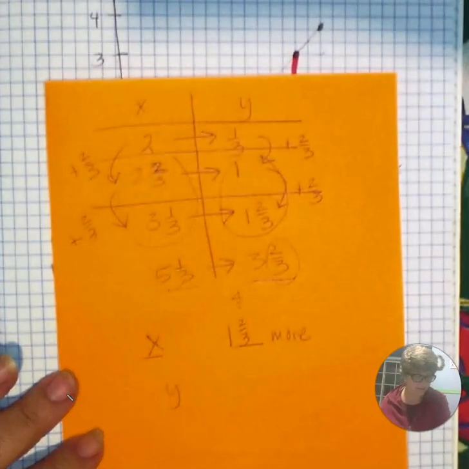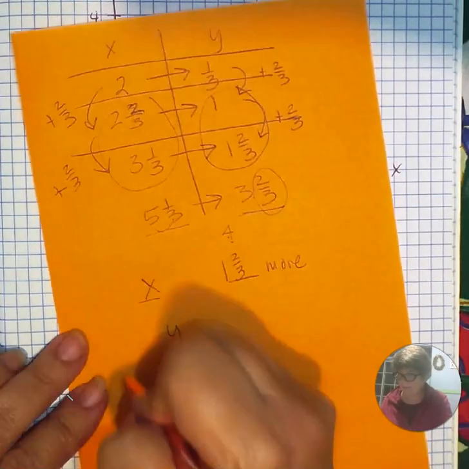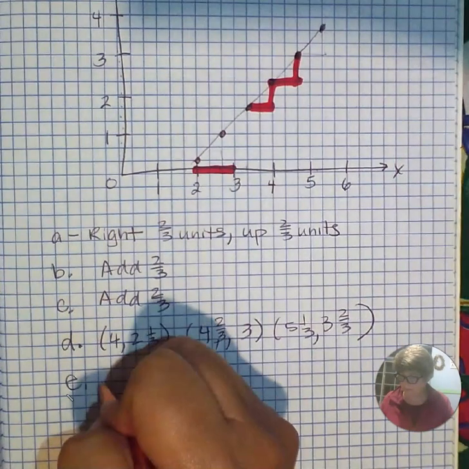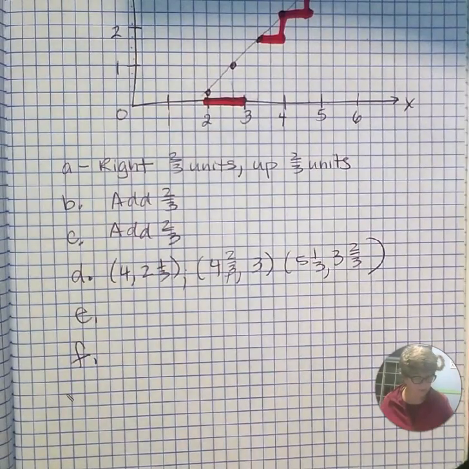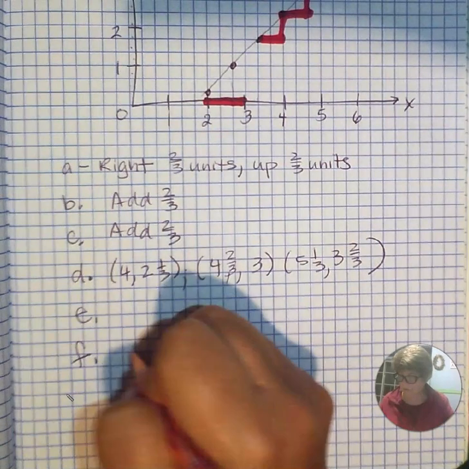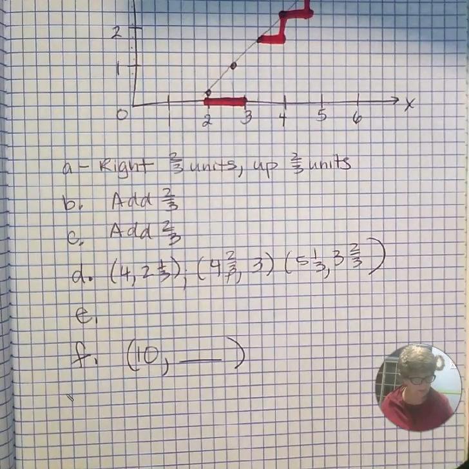Or you could have done it the other way. The y coordinate is 1 2/3 less than the x coordinate. Okay, letter F, let's finish it up. When the x coordinate is 10, what is the corresponding y coordinate? So 10, what is the y? And show how you know.